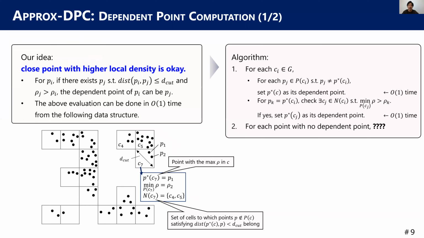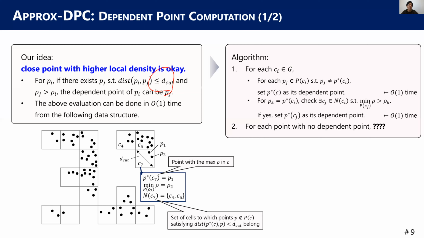Recall that EXDPC cannot parallelize its dependent point computation. Our challenge here is how to parallelize it while keeping sub-quadratic time. Our first idea here is that for each point Pi, if it has a cross point with higher local density, it can be its dependent point, even if it is not the nearest neighbor. The cross points are decided based on dcut.